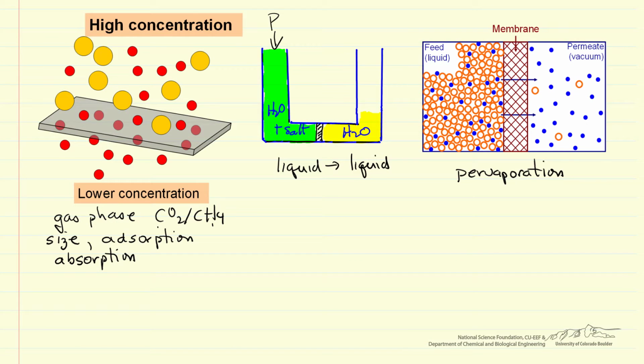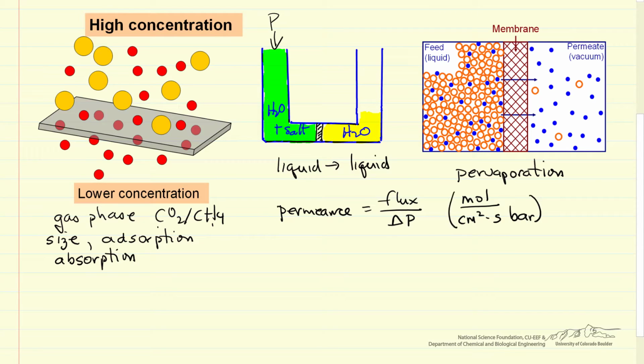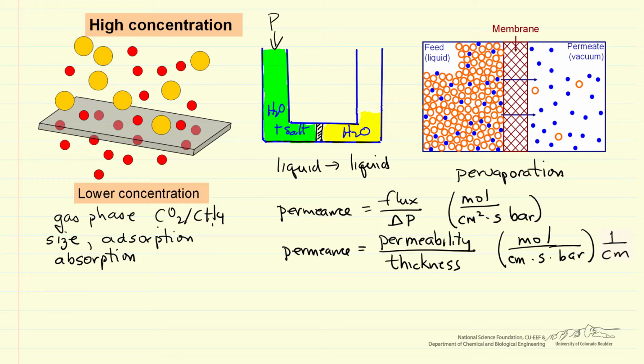Now, for all these separations, there are several things that are important for using membranes. One is that we want high permeance. Permeance is the flux through the membrane divided by the pressure difference, the driving force. So the units are moles per centimeter squared per second for flux, and pressure in bars. Permeance is also related to permeability. Permeability is a more innate property of the material, and as we have a thinner membrane of the same material, we're going to have a higher permeance. So high permeance is a function of the membrane and its thickness.